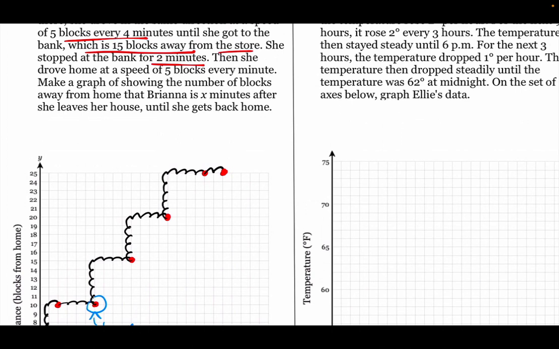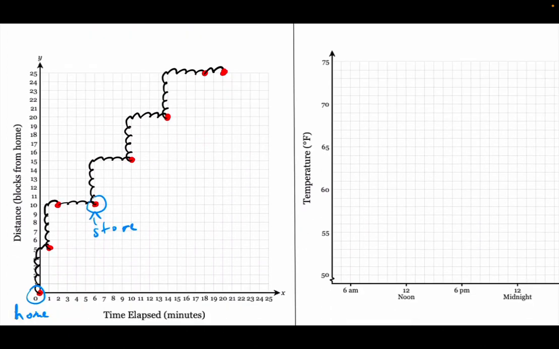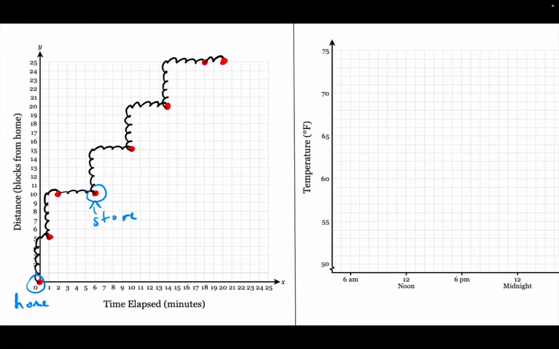She's coming back home at 5 blocks every 1 minute. She's able to go faster this time than she was going. 5 blocks every 1 minute. So 5 blocks, 1, 2, 3, 4, 5 every 1 minute. Here's a dot right here. She's coming back home. That's why she's going in the opposite direction.